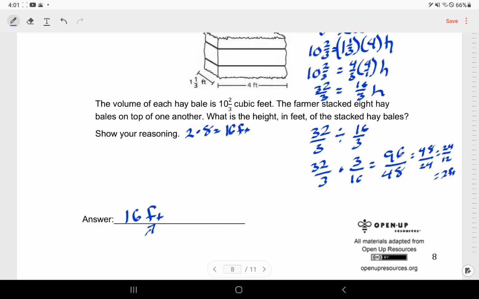And again, make sure to have the unit. And again, show your reasoning, so anything to explain everything we did.